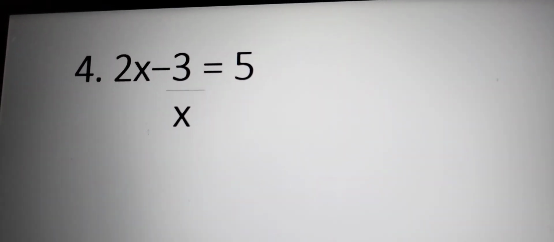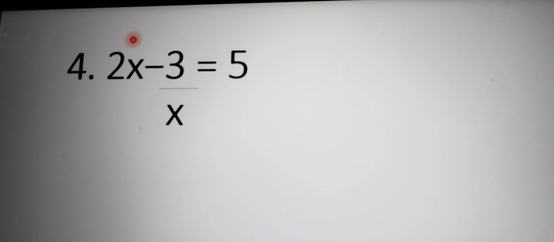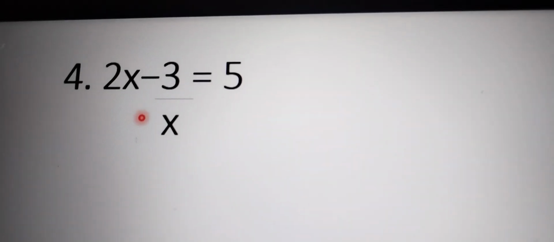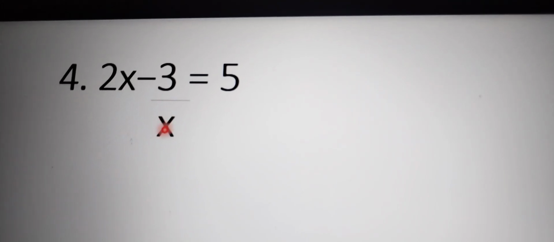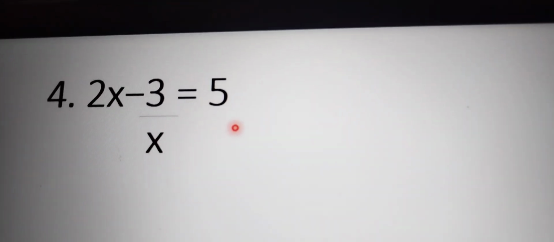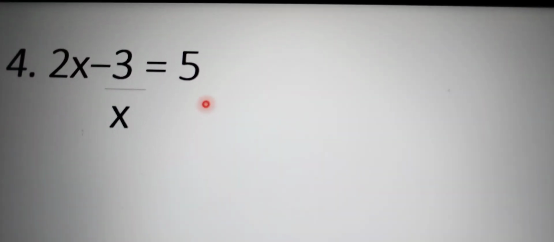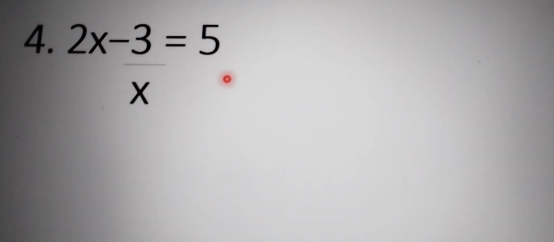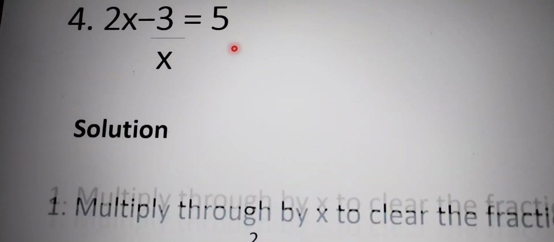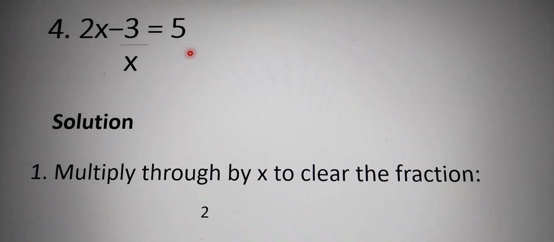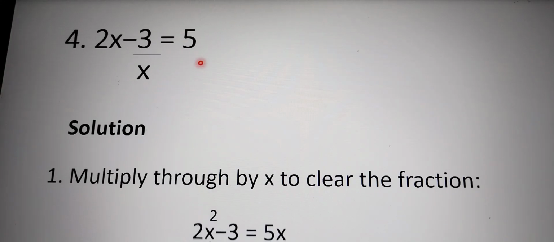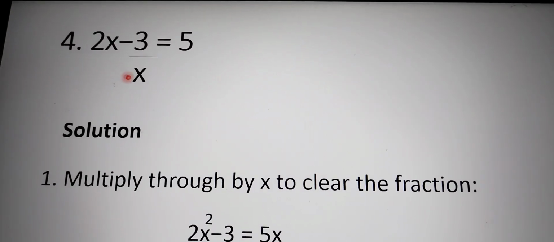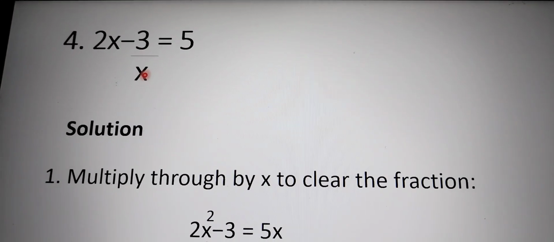Our fourth and last question says here, this is actually easy, 2x minus 3 over x is equal to 5. So we're going to solve this question. If you understand it, you can solve it by yourself, or if you don't, let's do it together. The solution for it is, first, multiply by x to clear the fraction. We have x here as a fraction, so we're going to multiply it by x so that we can clear it.